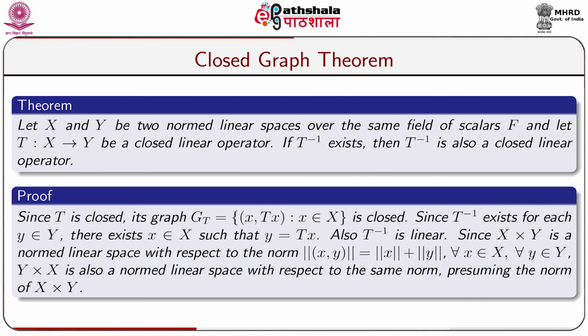Also T inverse is linear. Since X cross Y is a normed linear space with respect to the norm given by norm of the pair x comma y equal to norm x plus norm of y for all x belonging to X and for all y belonging to capital Y, Y cross X is also a normed linear space with respect to the same norm, presuming the norm of X cross Y.